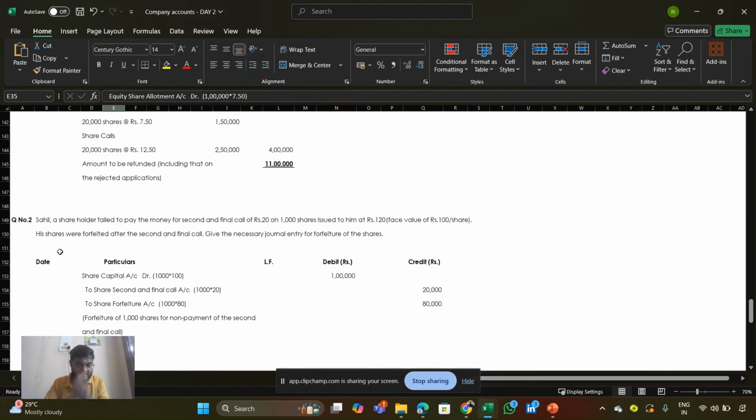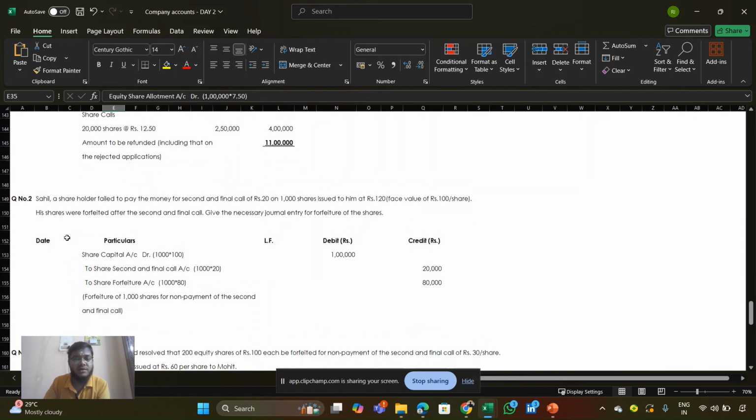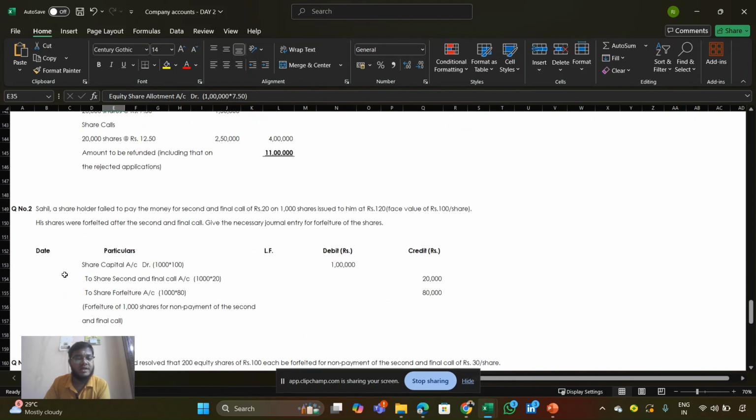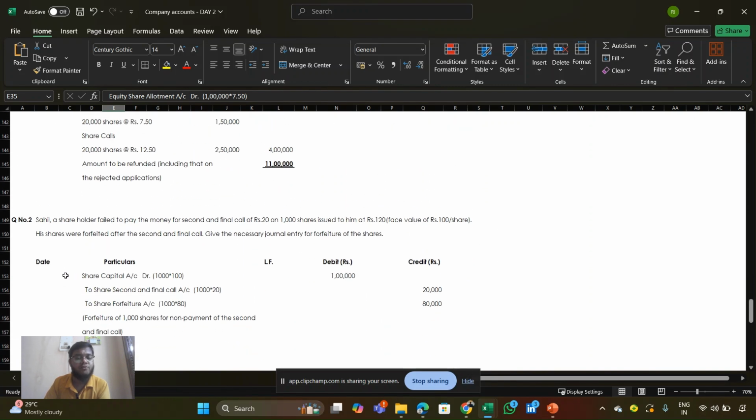I have given a simple sum for forfeiture and reissue. In the next class, I'll give a sum inclusive of both forfeiture and reissue, and everything else, over subscription, under subscription, whatever it may be. If you write one sum inclusive of everything, that is more than enough. To start understanding, I have given a simple sum of a single concept.